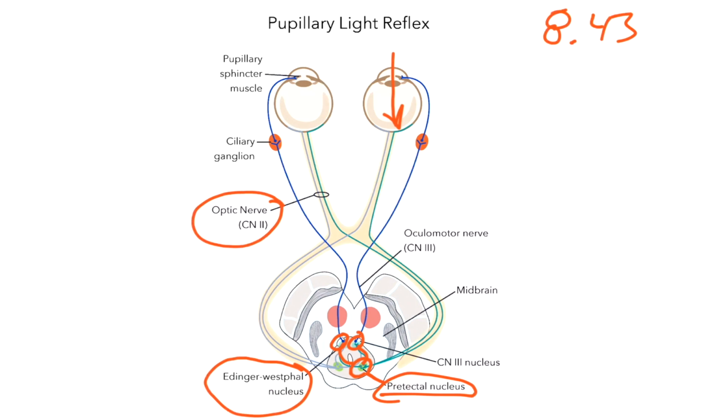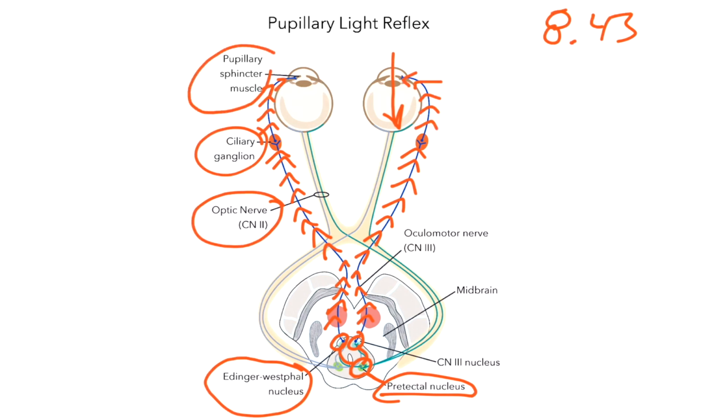From there, cranial nerve 3 carries parasympathetic innervation to the ciliary ganglion. And from the ciliary ganglion, the short ciliary nerves will carry the stimulus to the pupillary sphincter muscle. So the pupillary sphincter muscle will be activated and will lead to miosis of both eyes. So as you can see, if you shine a light into the patient's right eye, then the Edinger-Westphal nucleus on both sides will be stimulated. So both pupils will constrict.